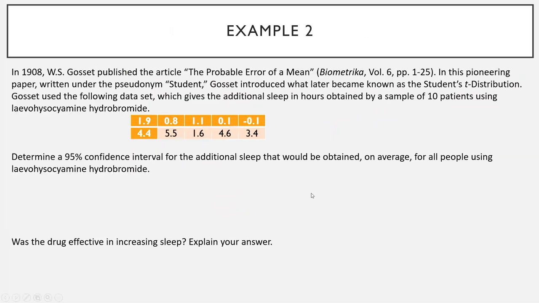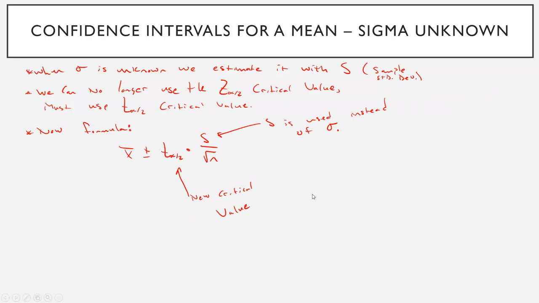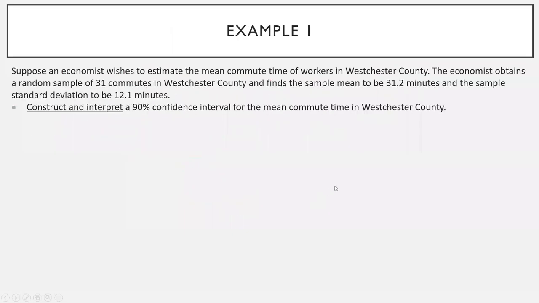So I think I've got 1, 2, 3 examples, so that by the end of these 3 examples, this will be a piece of cake for you. All right, suppose an economist wishes to estimate the mean commute time of workers in Westchester County. So they're just asking on average how long it takes people to get to work. The economist obtains a random sample of 31 commuters in Westchester County, and finds the sample mean to be 31.2 minutes.